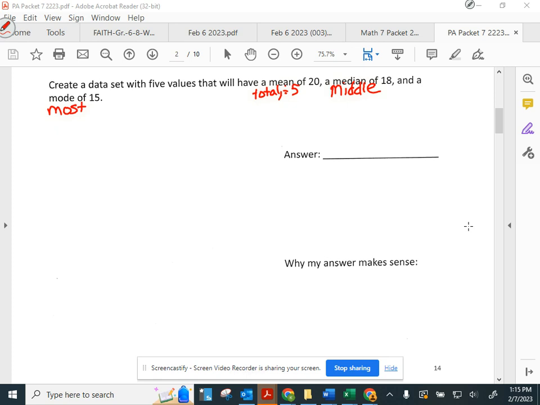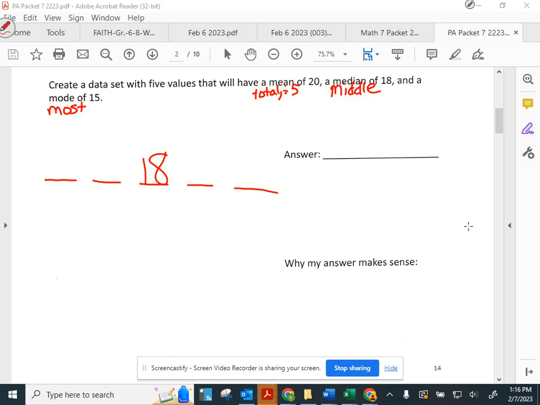So you're going to have a mode of 15. So the number that you see the most number of times is 15. Your middle number of all 5. So we're going to have 5 numbers. Your middle, that median, is 18. And if you add all 5 numbers up and divide it by 5, you get 20.